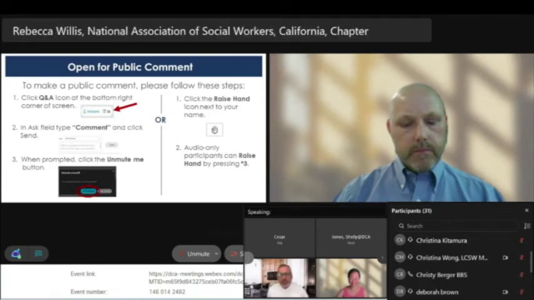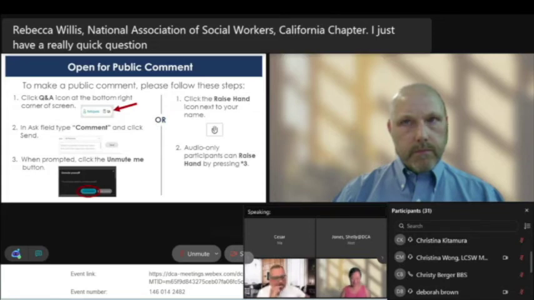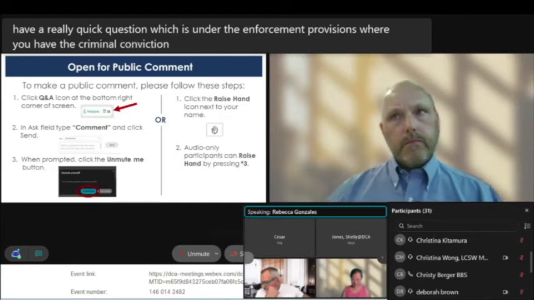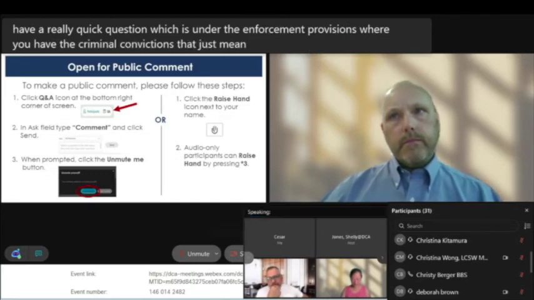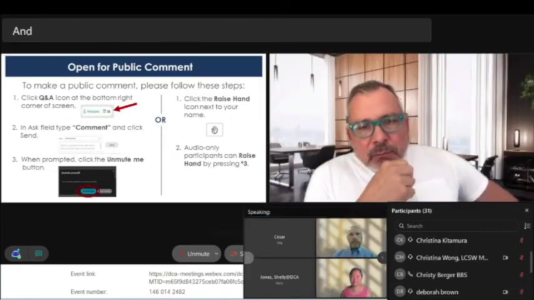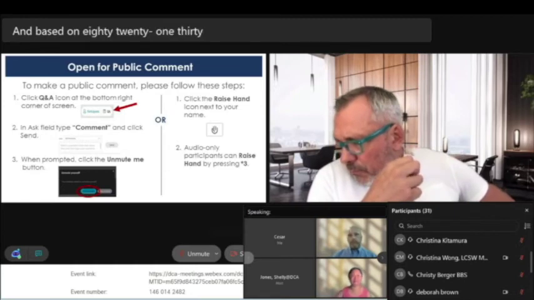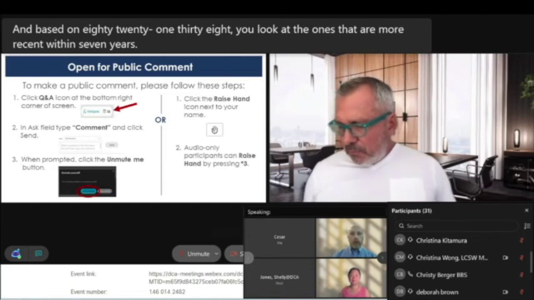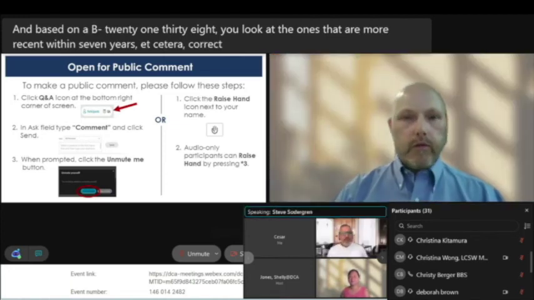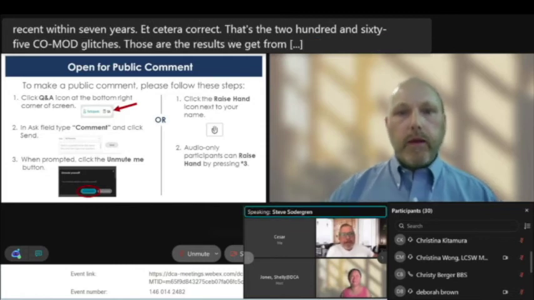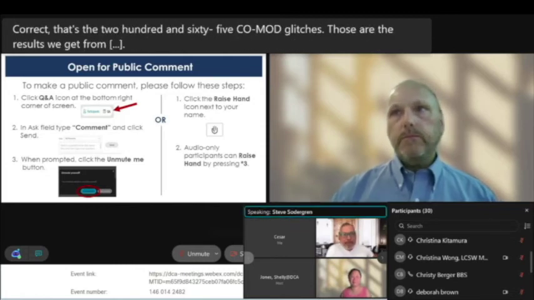I just have a really quick question, which is under the enforcement provisions where you have the criminal convictions. That just means that that's the information you get from the Department of Justice, correct, on any of our licensees. And based on AB 2138, you look at the ones that are more recent, within 7 years, et cetera. Correct. That's the 265 criminal convictions. Those are, yes, the results we get from DOJ and FBI when the applicants apply. Okay, thank you.